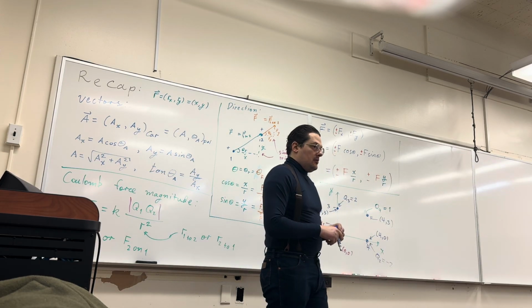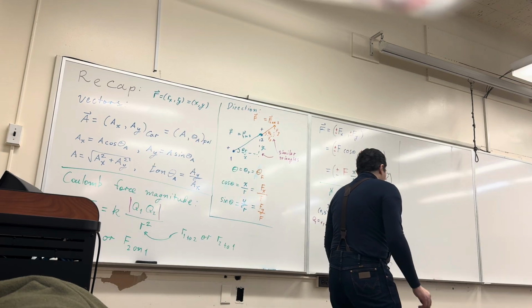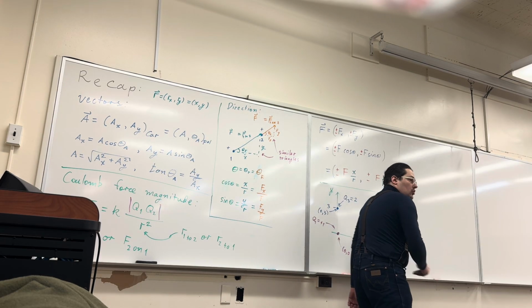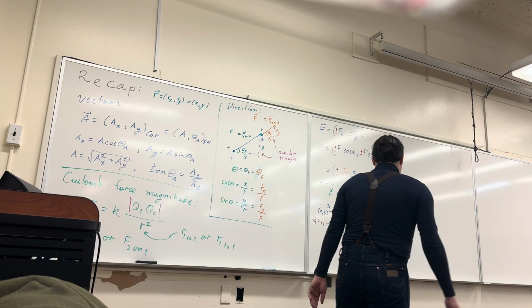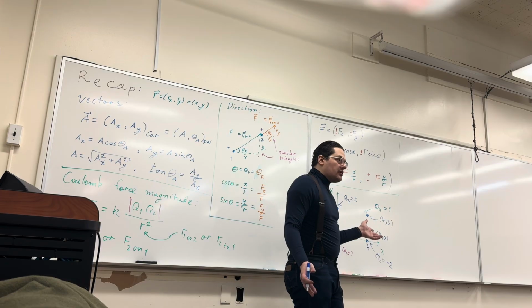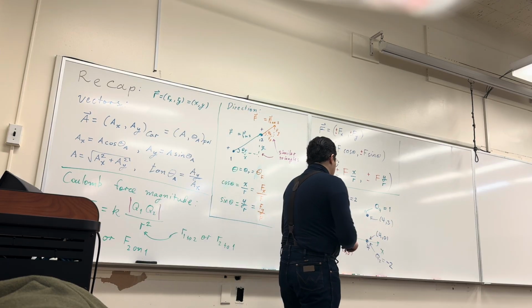Negative 2, that's the charge. Negative 2 coulombs, for example. I'm just dropping the units. This 3 might be meters, for example, but it's negative 2 coulombs.